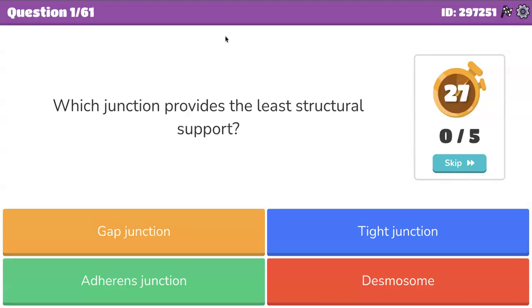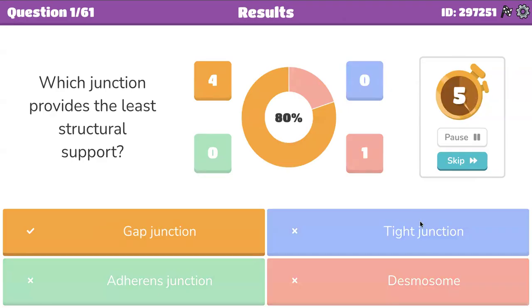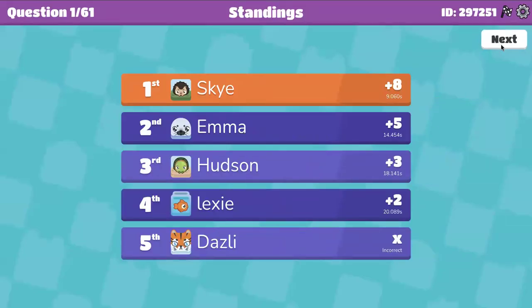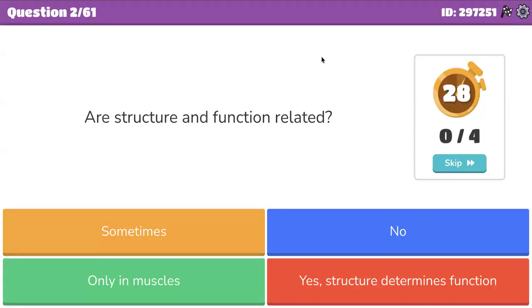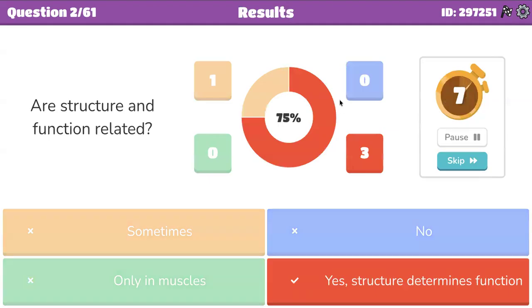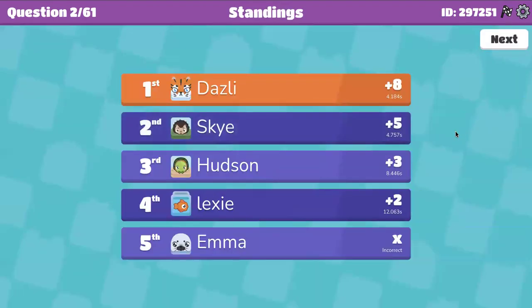Which junction provides the least structural support? Is it a gap junction, tight junction, adherens junction, or desmosome? Structural is like a building. So gap junctions is the only one that isn't trying to reinforce like a building. Are structure and function related? Yes. This is a phrase you'll hear a lot. Structure determines function.